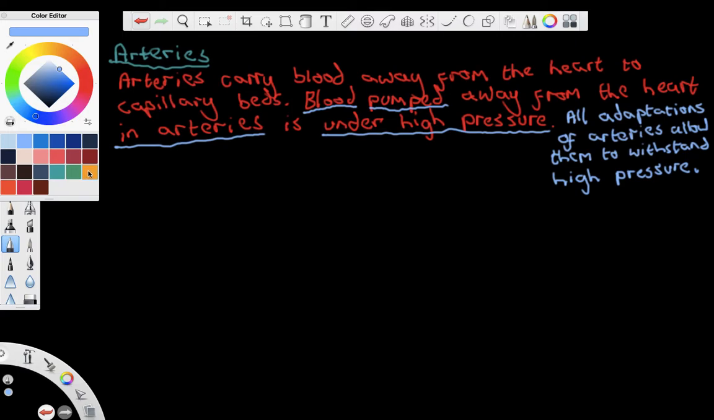Now, remember, the pressure caused from the heart is due to this hydrostatic pressure. Oncotic pressure is when we move into the veins. So, hydrostatic pressure is caused by heartbeats.